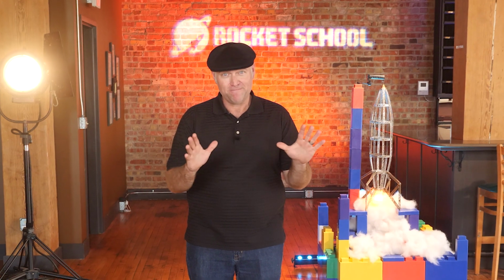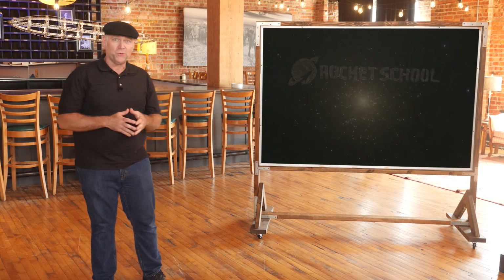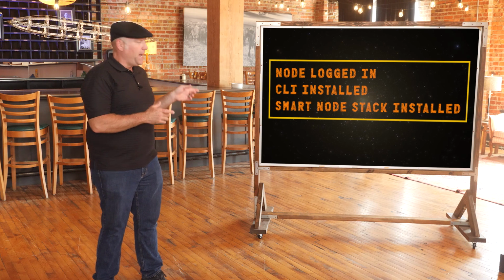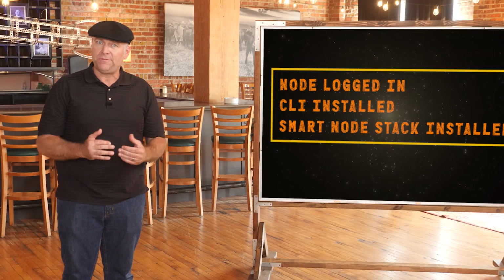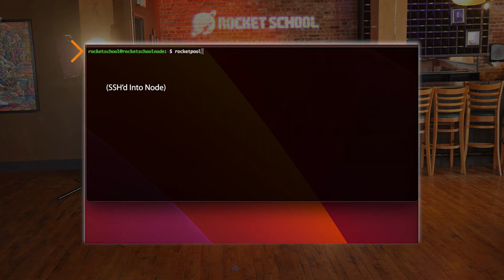Yes, that's right. It's time for the wizard. Grab some popcorn. This one is a bit more involved than the others, but hey, no one else said learning spells and chemistry was easy. The assumption before starting here is that you're logged into your node remotely with your client. The command line interface has been downloaded and the smart node stack installed. Let's start to configure the wizard by typing in the command rocketpool service config and then hit enter.